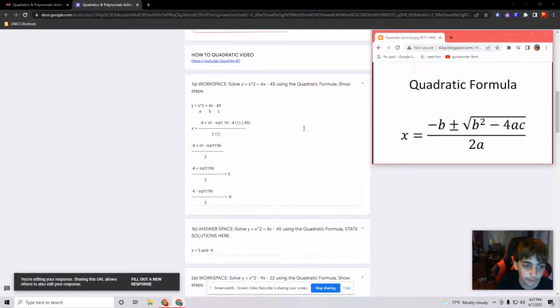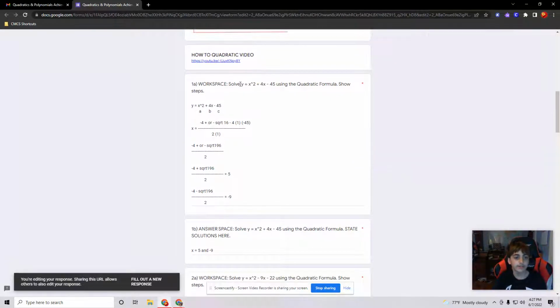I'm gonna demonstrate with 1 first. Here's the setup: y equals x squared plus 4x minus 45. You identify what's A, B, and C. A is just 1 here, B is 4, and C is negative 45. And you plug it all in.